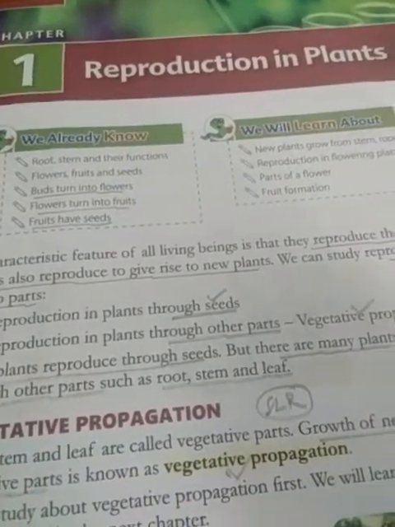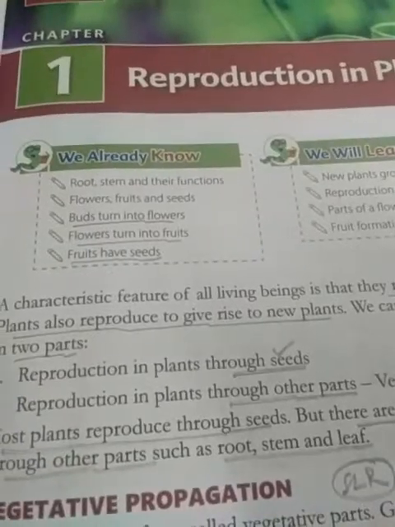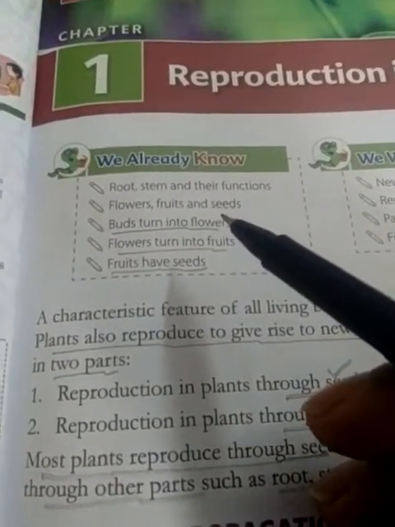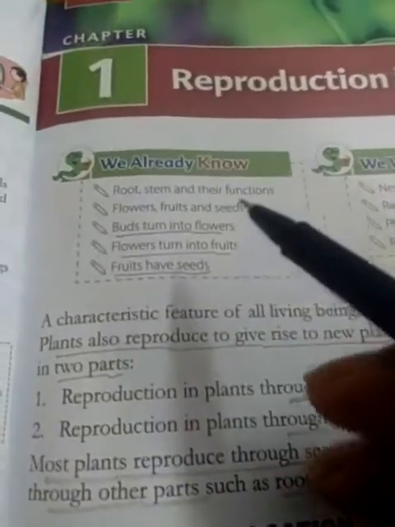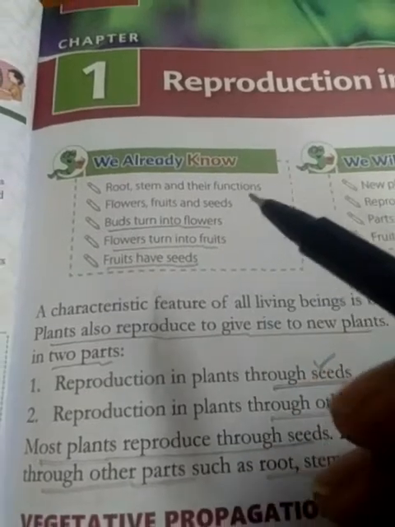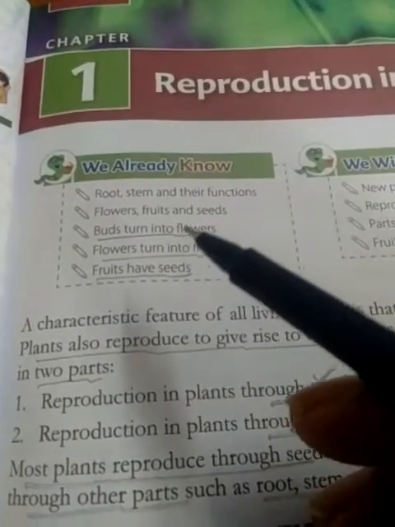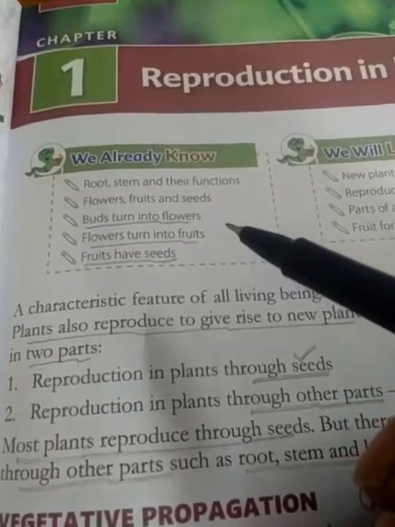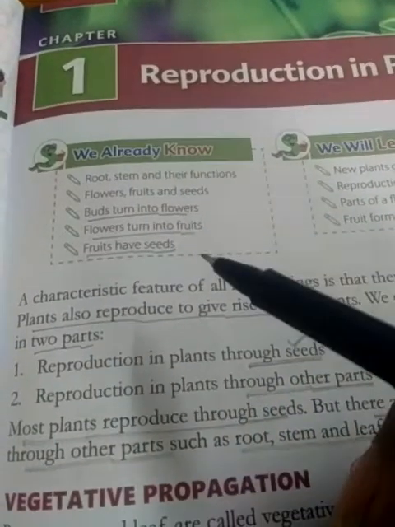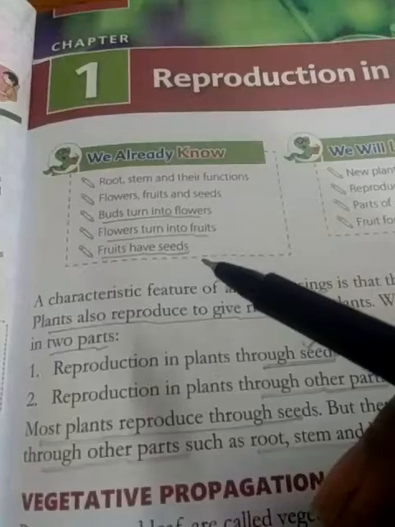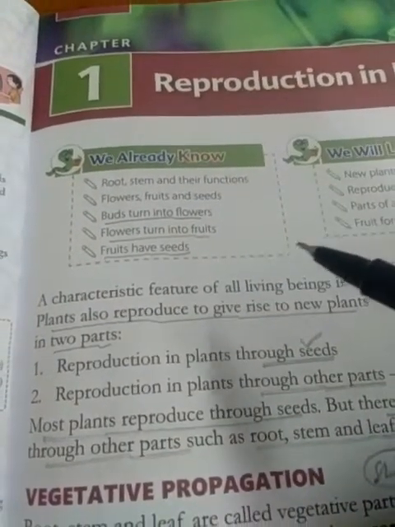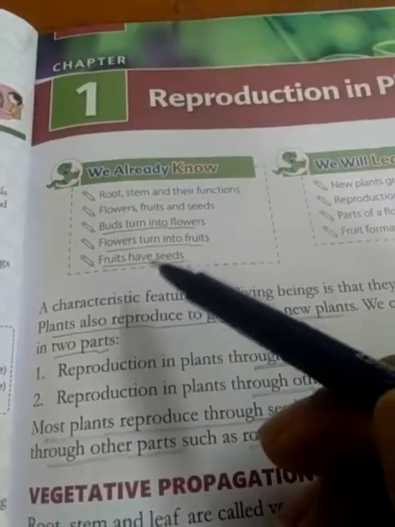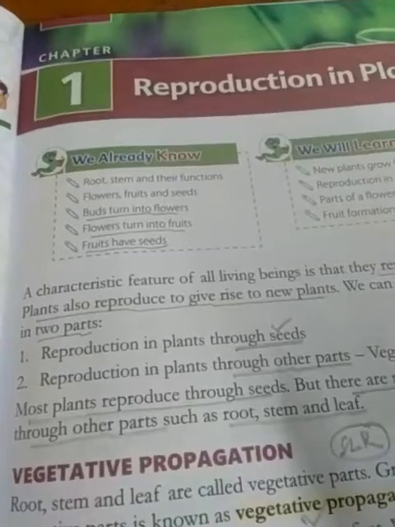Before going to discuss in detail, we should first know some basic information regarding this chapter, which will be known as the past experience or past learning outcomes. I hope you have learned these terms, such as what is the root, stem and their functions, flowers, fruits, seeds. For the case of different plants, buds are responsible for turning into the flowers, right? Flowers are also responsible for turning into fruits, and we know fruits have seeds.